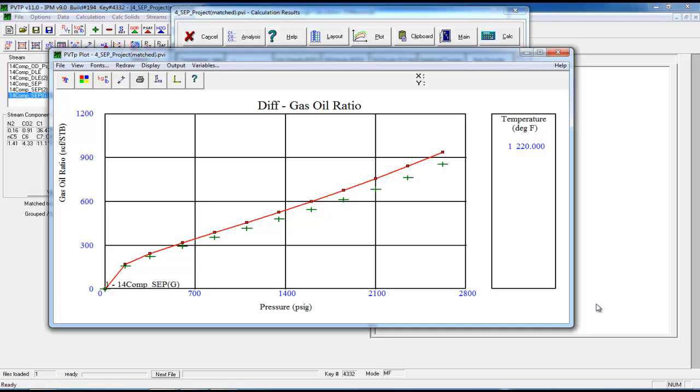So now your choice: do I need to go back with grouping? Again, you will try different choices. If this choice is the best one, then you will need to do matching again. And matching again means you use pseudo-components if you group.